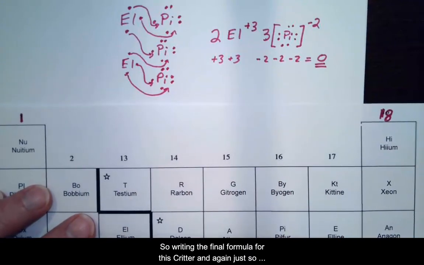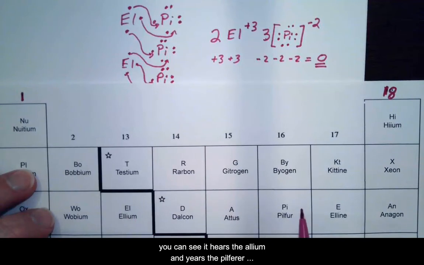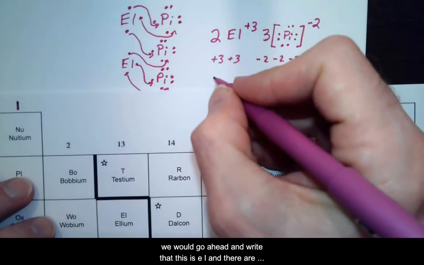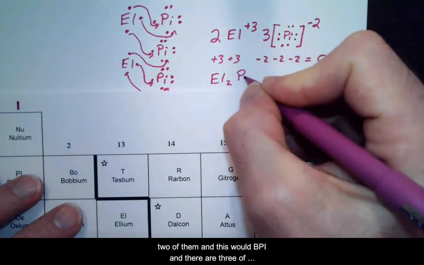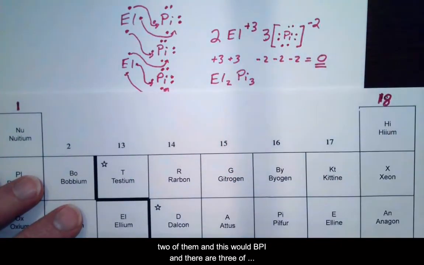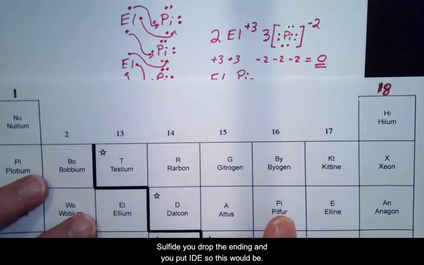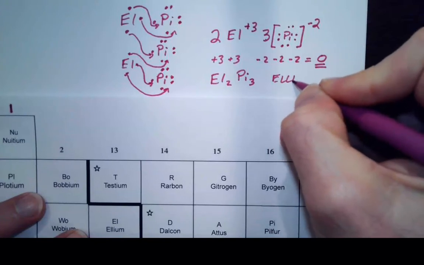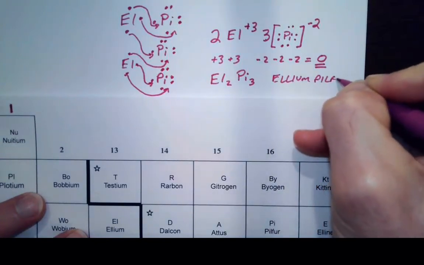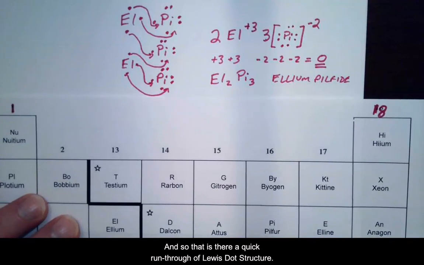So writing the final formula for this critter, and again, just so you can see it, here's the helium and here's the Pilfer. We would go ahead and write that this is El, and there are 2 of them, and this would be Pi, and there are 3 of them. And so I would call this helium pilfide. You drop the ending and you put IDE. So this would be helium pilfide. Okay. And so that is a quick run through of Lewis dot structures.